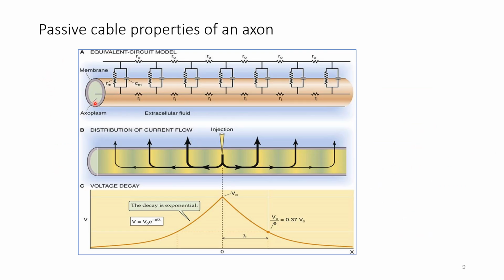So these are the passive cable properties of an axon. You have stimulated here. These are better studied in the unmyelinated axon. You have injected a stimulus. Then you see there is a signal decay. The decay is exponential, so there is exponential decay of the signal, or the voltage is decaying. This is lambda. We will come to it later.